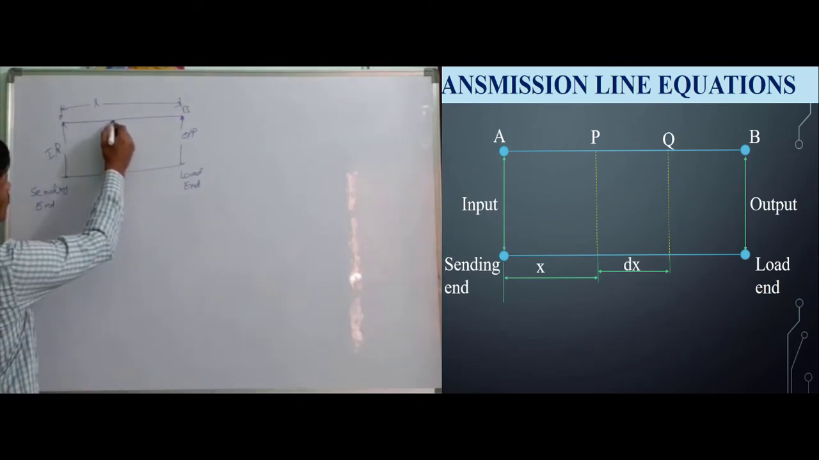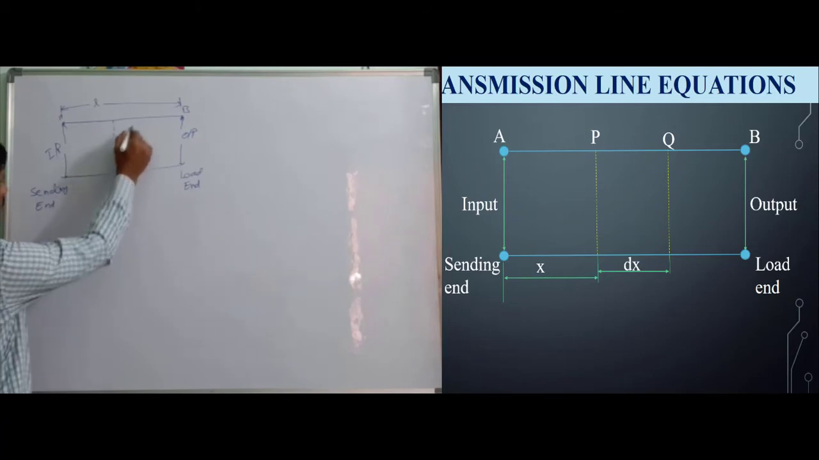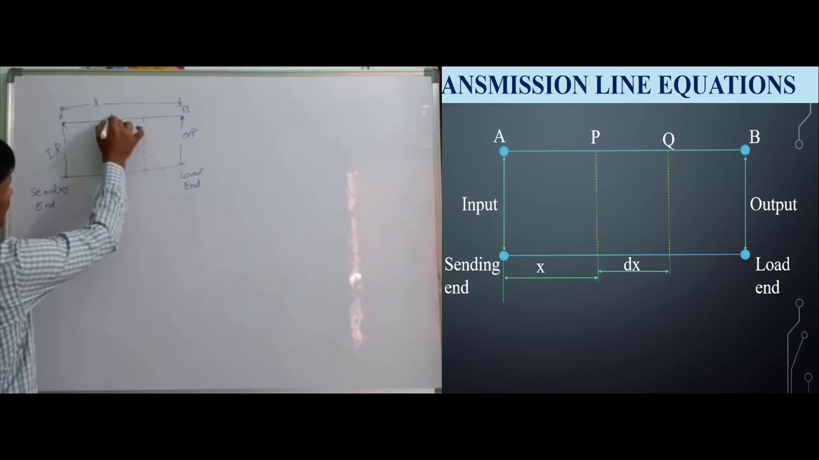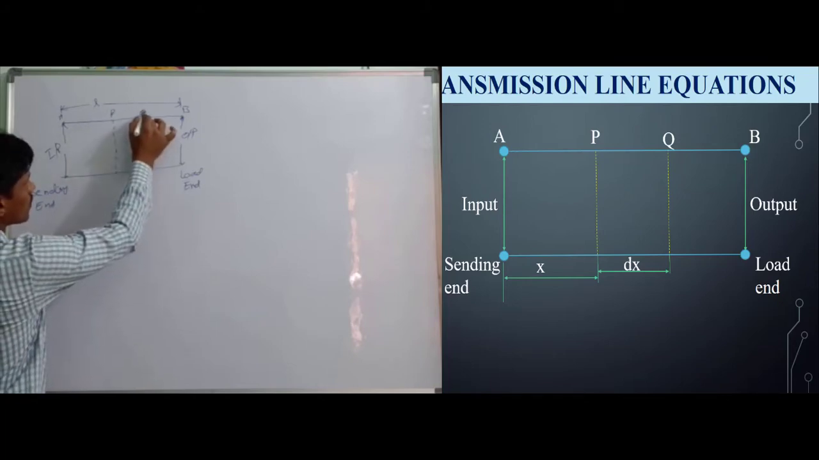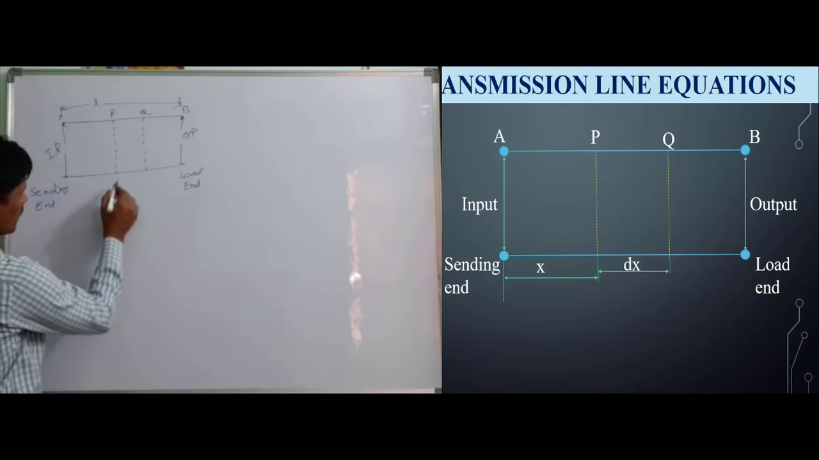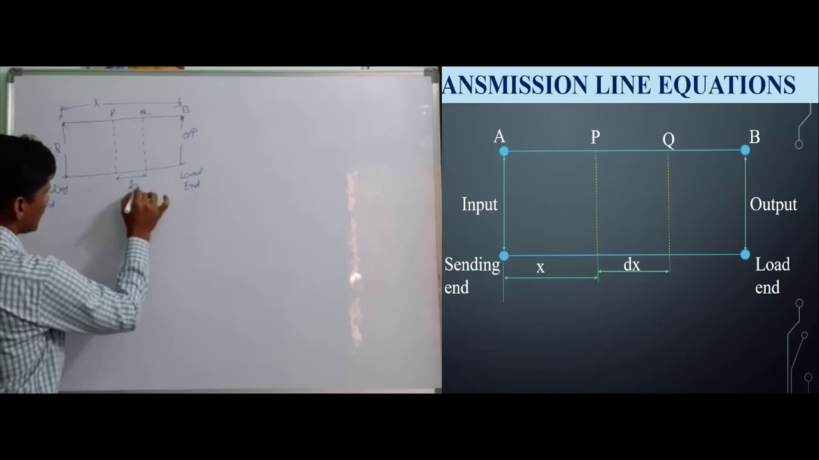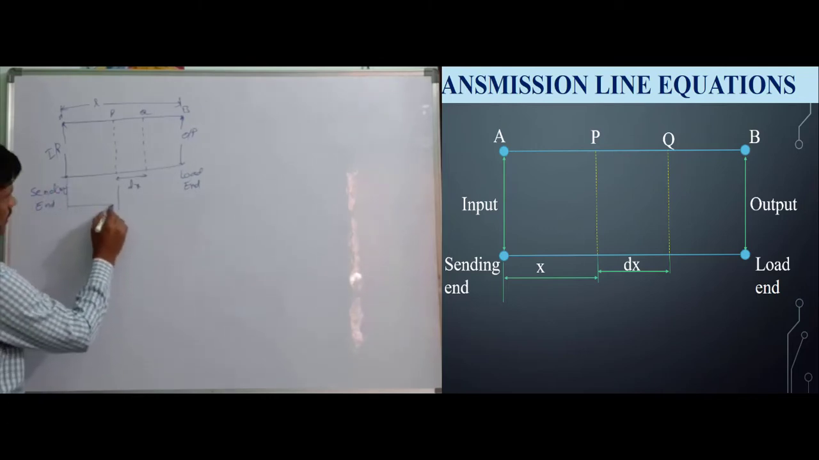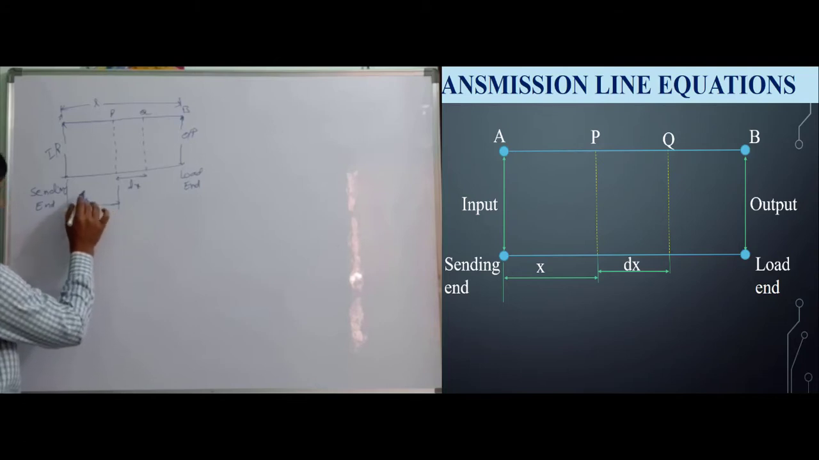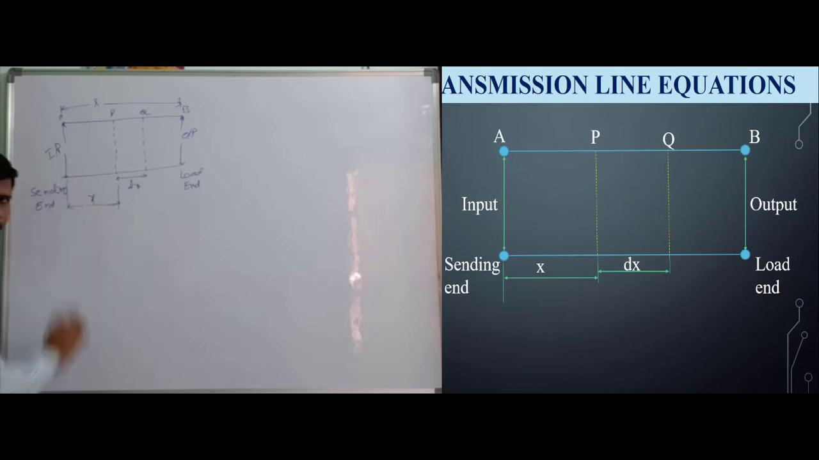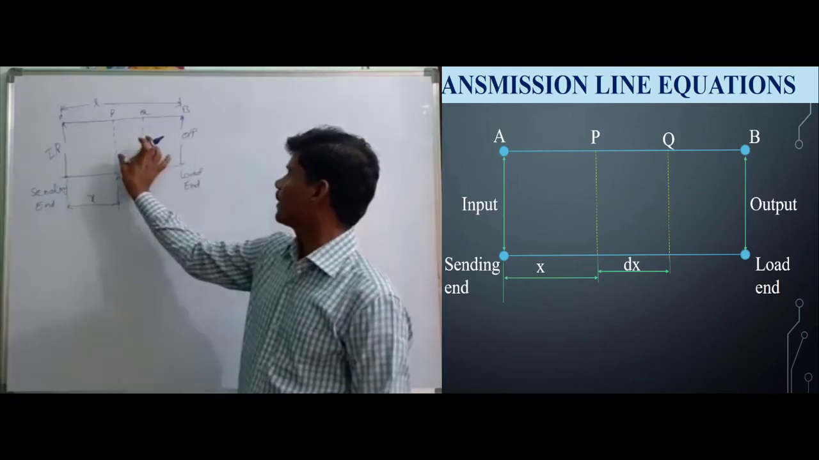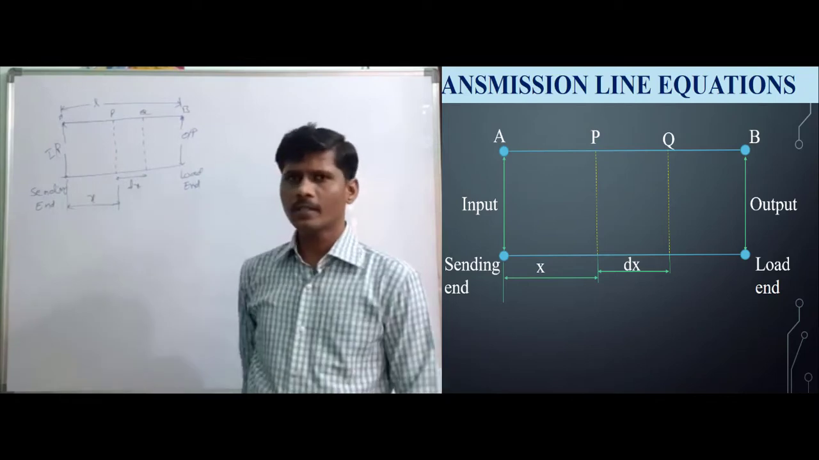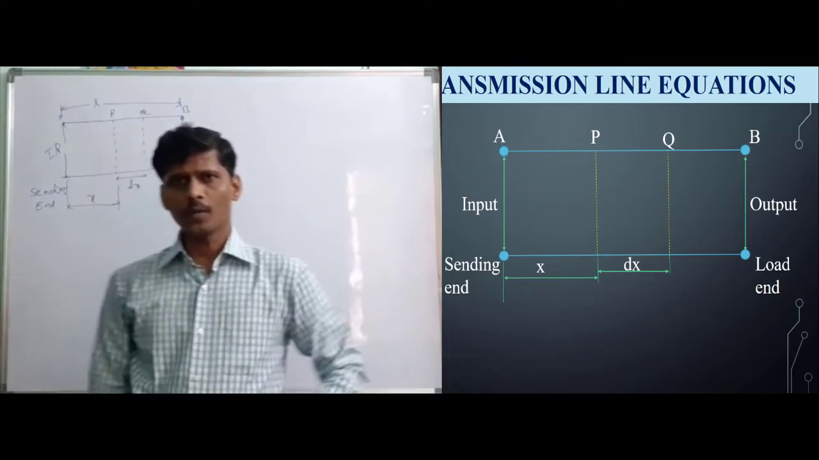Let us consider a short section of the transmission line. PQ is the short section of the transmission line. The length of the short section is dx. The short section is considered at a distance x from the sending end, or input end, terminals.